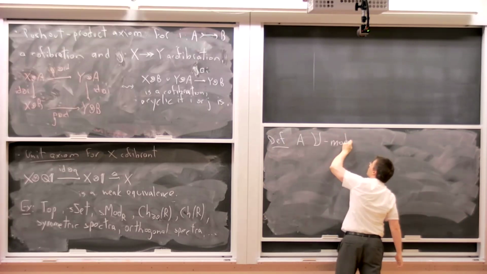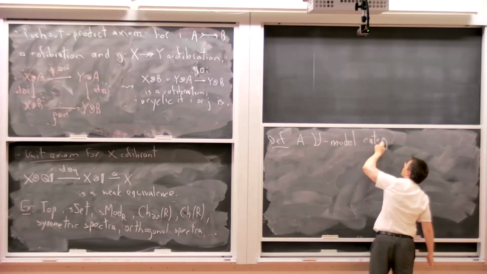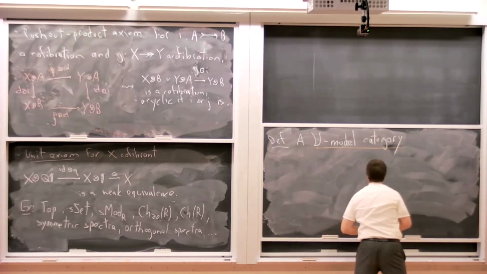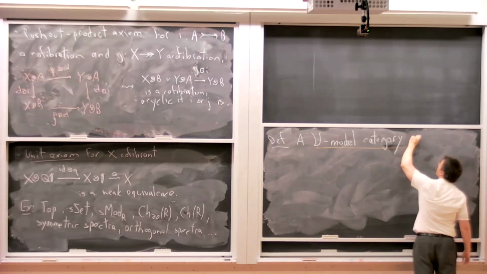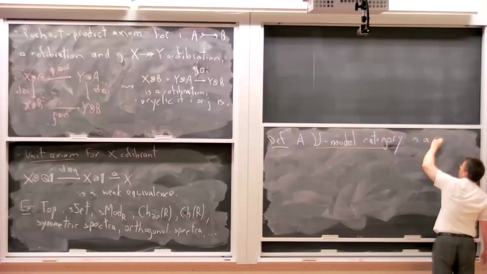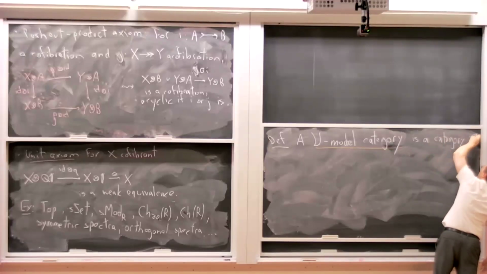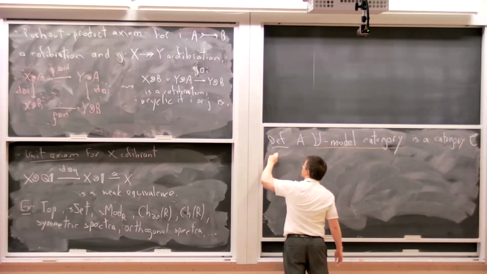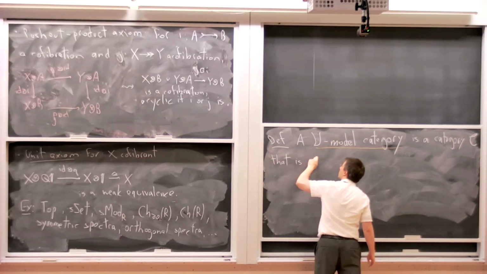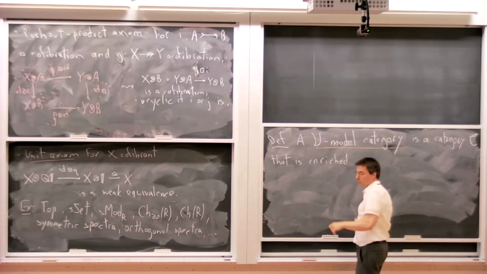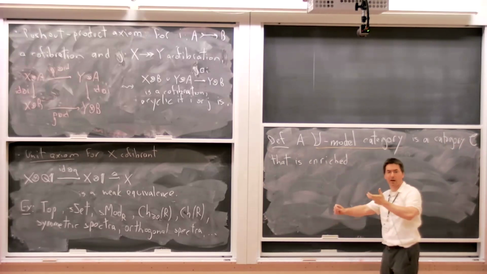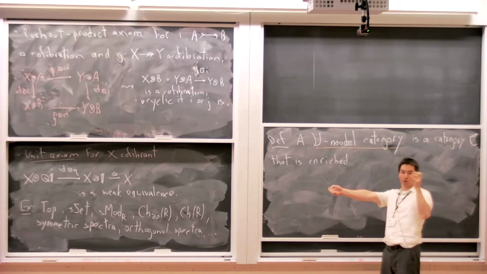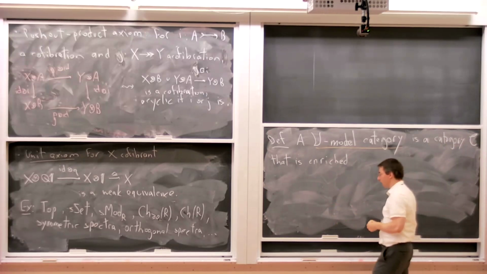The model category is a category, say script C, that is enriched, tensored, and cotensored over V. Tensored is also called co-powered. It just means that you can tensor from the outside from an object of V. For instance, the usual tensoring over sets is just taking a big co-product of copies of the object in C, indexed by the set.